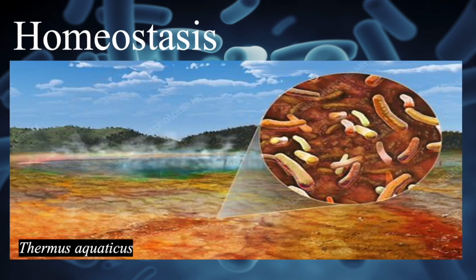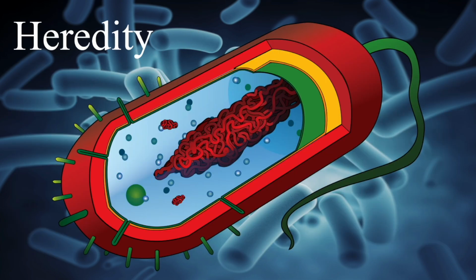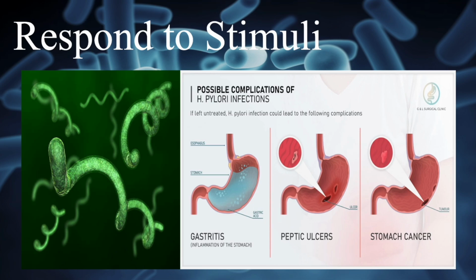Bacteria maintain a stable internal environment. The species Thermus aquaticus thrives in hot springs, maintaining internal stability despite extreme external temperatures. So we're looking at homeostasis. Next, heredity. Bacteria have DNA as their genetic material, which they pass on during reproduction, and this reproduction could be either binary fission or through conjugation. Bacteria can respond to environmental changes.